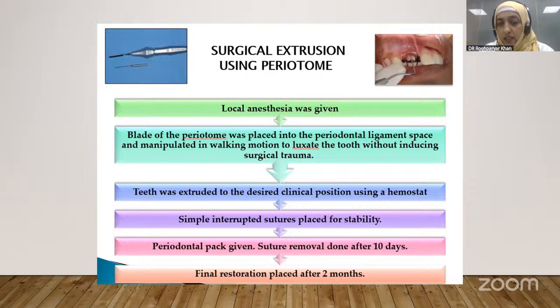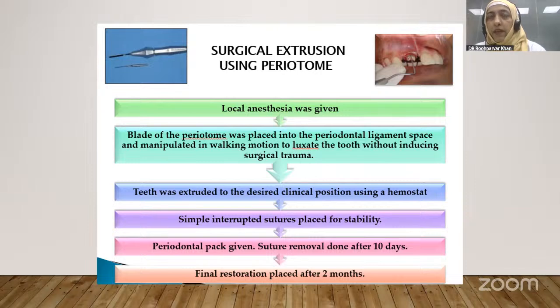Then the tooth is extruded to the clinical position using a hemostat, like while extraction, we extrude the tooth. In the same way, the periodontal fibers are initially cut, then we extrude the tooth slightly. After extrusion, simple interrupted sutures are placed and a periodontal pack is given. Suture removal is done after 10 days, and the final restoration is placed after 2 months, after complete periodontal healing and the tooth position is gained.